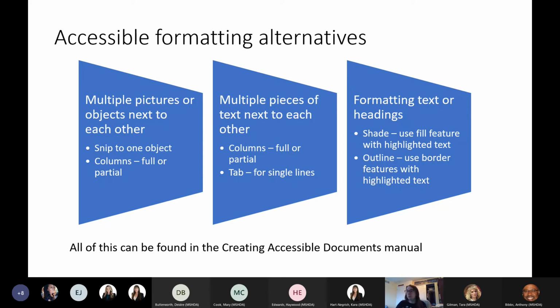So what you can do is put them next to each other, use that snipping tool, and if you're not familiar with that tool, let me know at the end and I will show you, and make them one object. You just have to make sure that the alt text that you add includes everything in it. You can also use columns. Columns are fantastic once you get used to using them. They're not super user-friendly when you first start working with them, but there is so much you can do. You can change the width of columns so that they don't have to be the same length.